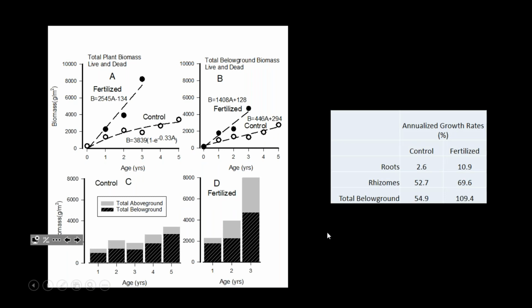Now, think about this for a second. You've got an annual growth rate of 100% per year. Now, so the question is, what limits that? You know, if there wasn't a limit of some kind, we'd be up to our necks in Spartina biomass. I mean, we'd be growing mountains of Spartina. How is that possible? Well, it's possible because it's self-limiting.